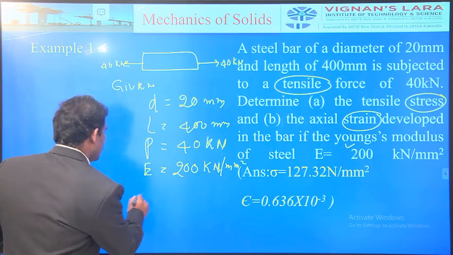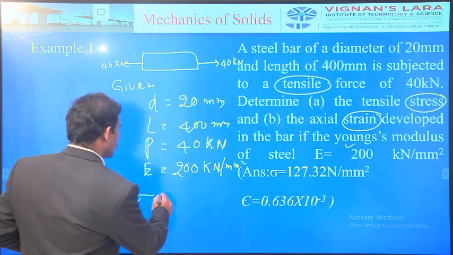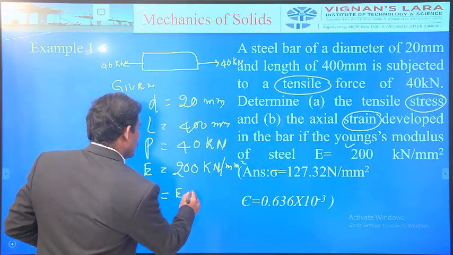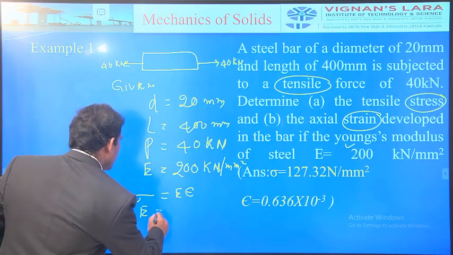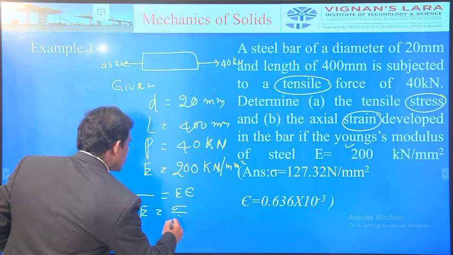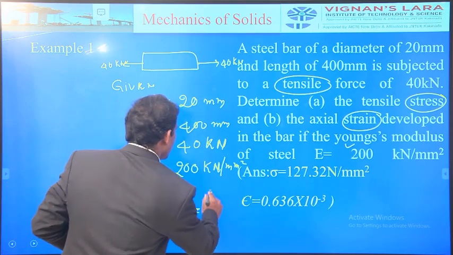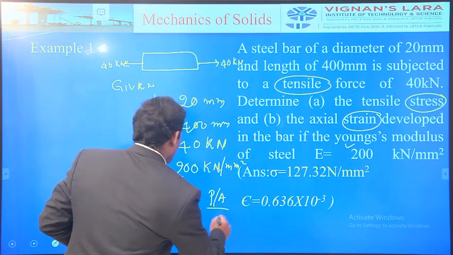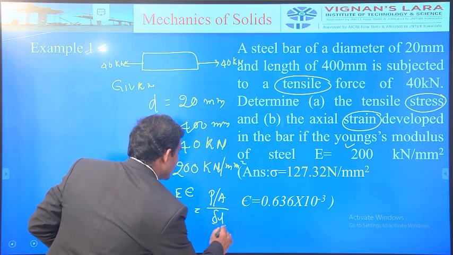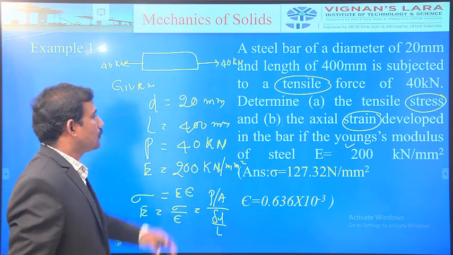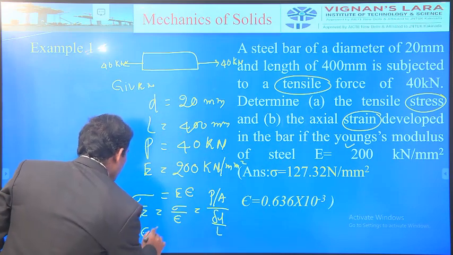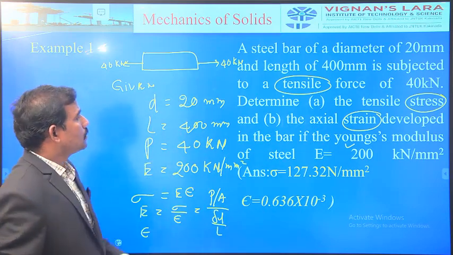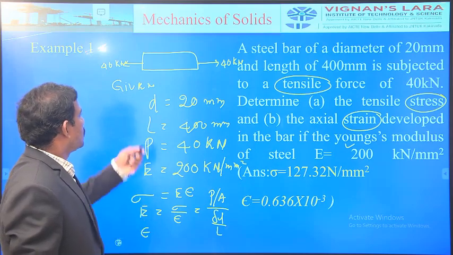We know that relation: stress is equal to E into strain, or E, the Young's modulus, is equal to stress by strain. Again, stress is equal to P by A and strain is equal to delta L by L. What we have to find? Strain, epsilon, is to be calculated.